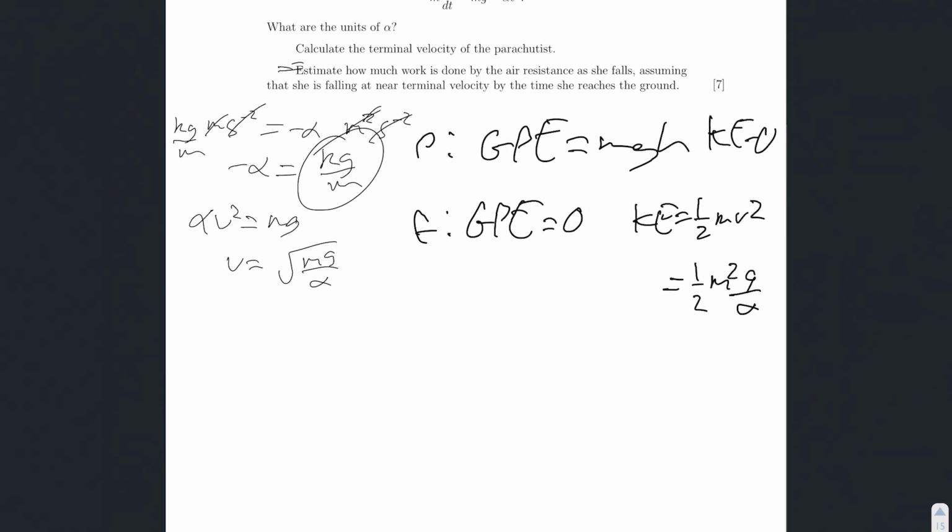So we know that the work done is actually just the difference between these two. So we know that work equals the difference. So at first we have this, and then we have this.